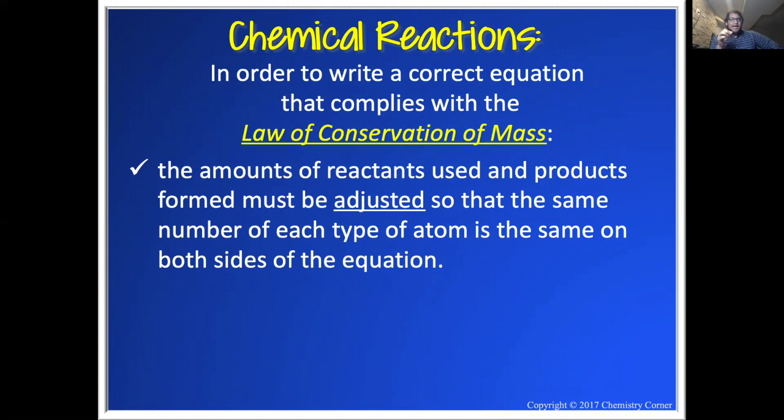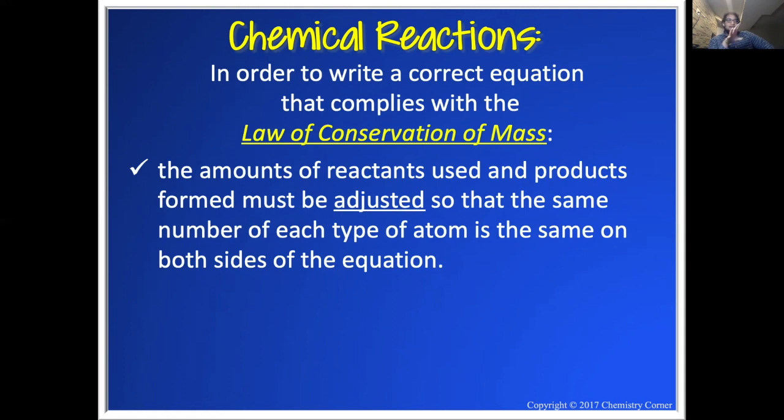If you have an equation that's off, the reactants don't quite equal the products. Maybe you have 3 carbons on the left and 4 carbons on the right. Something's off there. We're going to look at some examples in a second. But if something's off in your chemical equation, you have to fix it. You have to adjust it so that it complies with the law of conservation of mass.